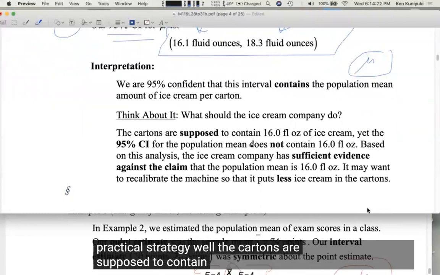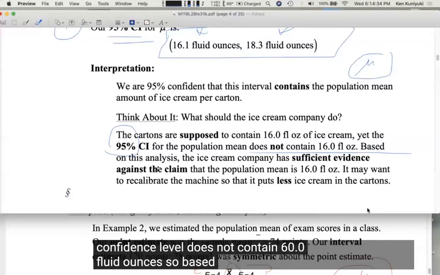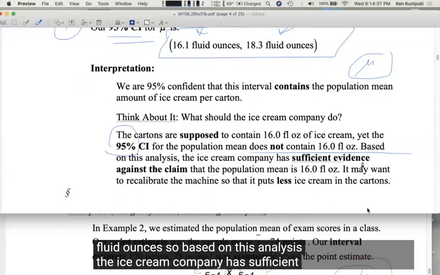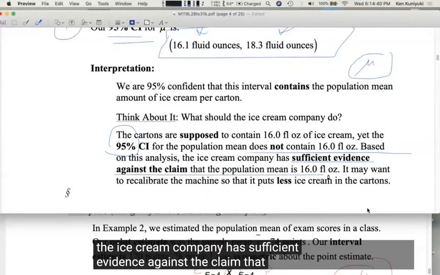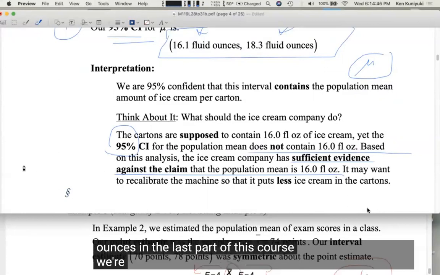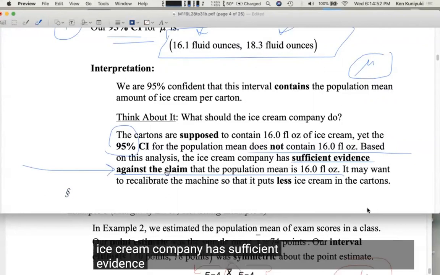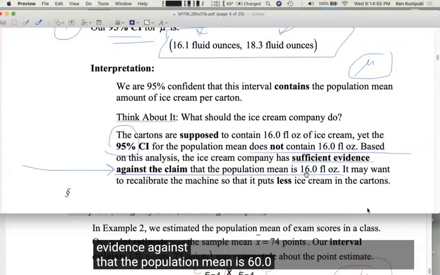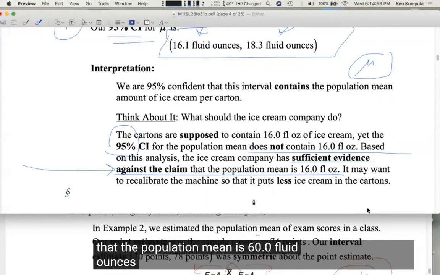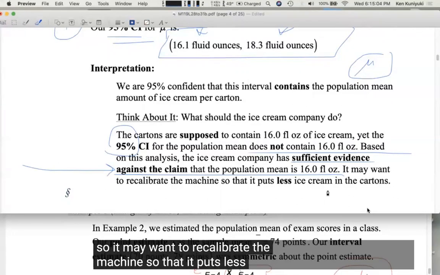Well, the cartons are supposed to contain 16.0 fluid ounces of ice cream, yet the 95% confidence interval, a very high confidence level, does not contain 16.0 fluid ounces. So based on this analysis, the ice cream company has sufficient evidence against the claim that the population mean is actually 16.0 fluid ounces. In the last part of this course, we're going to use a lot of this kind of wording when we do hypothesis tests. The ice cream company has sufficient evidence against the claim that the population mean is 16.0 fluid ounces. It's putting in too much, it looks like. So it may want to recalibrate the machine so that it puts less ice cream in the cartons.